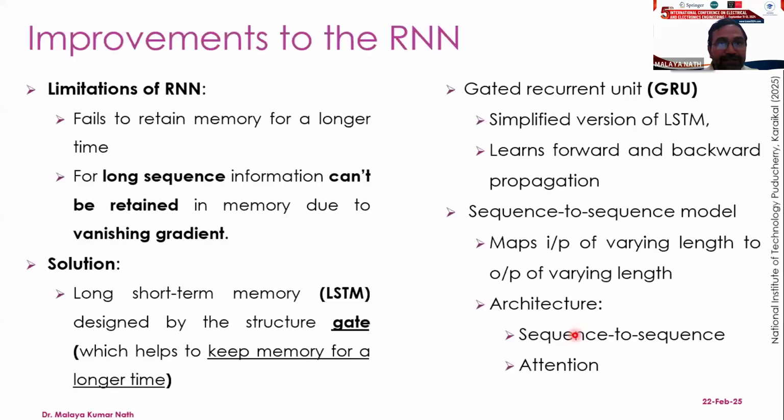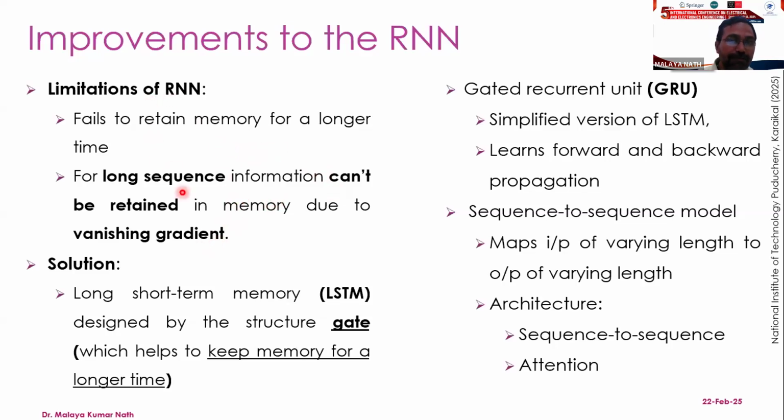So now we'll talk about what this LSTM is. What exactly is the problem in the recurrent neural network? In a recurrent neural network, the problem that happens is that it fails to retain memory for a longer time. If you have a very long sentence, then it cannot predict what the next output will be, because it cannot keep the memory for a long sequence. Or in other words, for a long sequence the information cannot be retained. That means the recurrent neural network cannot retain information for a longer period of time, and it has a problem called vanishing gradient.